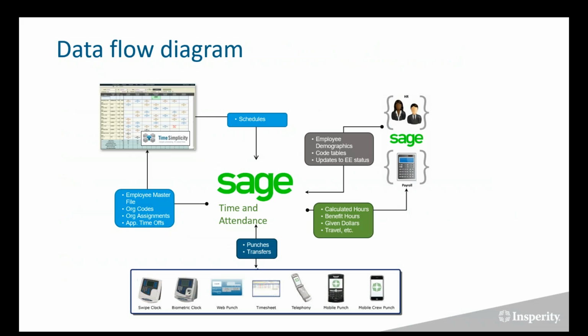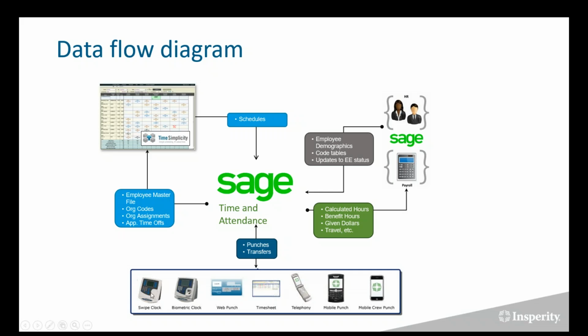So how it integrates with Sage is one of the more common questions people have. This diagram does a real good job of painting that picture. Here you have your Sage product, whether it's, again, Sage 100 or HRMS or whatever it happens to be. Typically, once a day, we do a refresh of all employee data. So all of your demographics, your code tables, if there's a change in employment status, that's all pulled into Sage Time and Attendance.